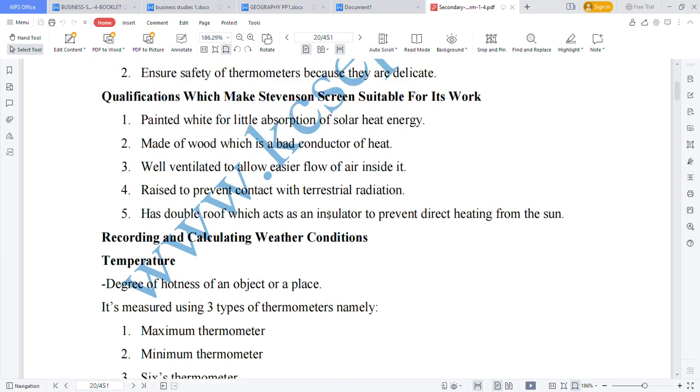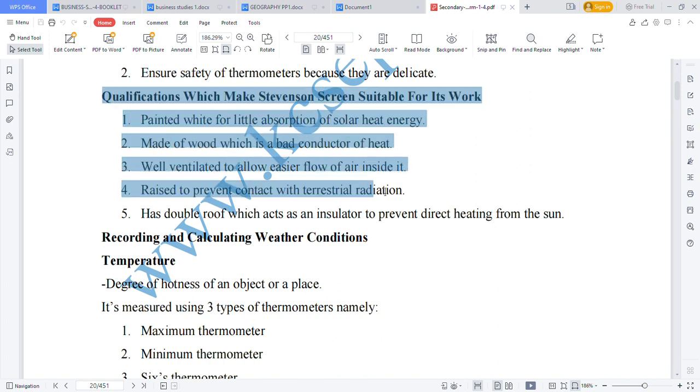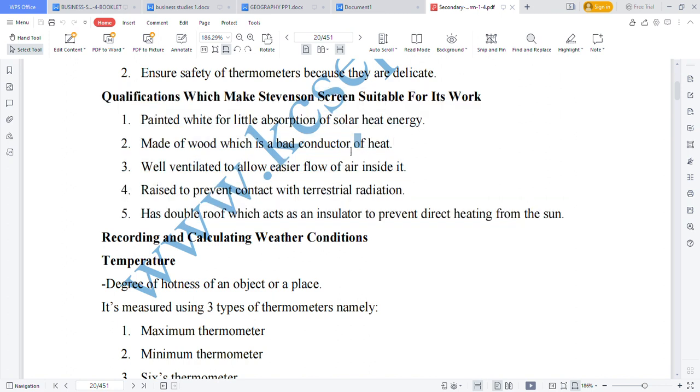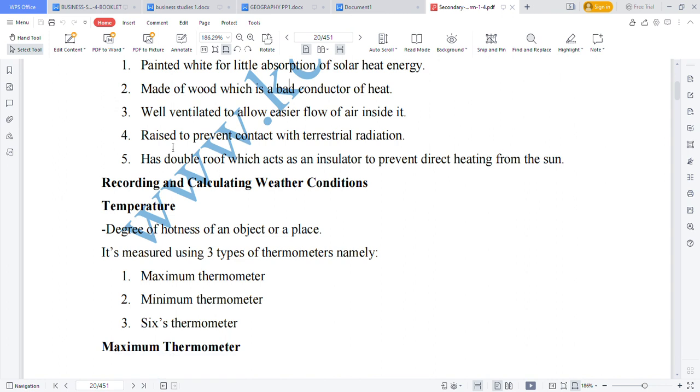Those are the features, the qualifications, that make the stabilization screen suitable for its work. I have said they are painted white, and I have given the reason. They are made of wood, the reason given. They are well ventilated, I have given the reason. Why is it raised? I have also given the reason. Then why does it have a double roof? I have also given a reason for that.